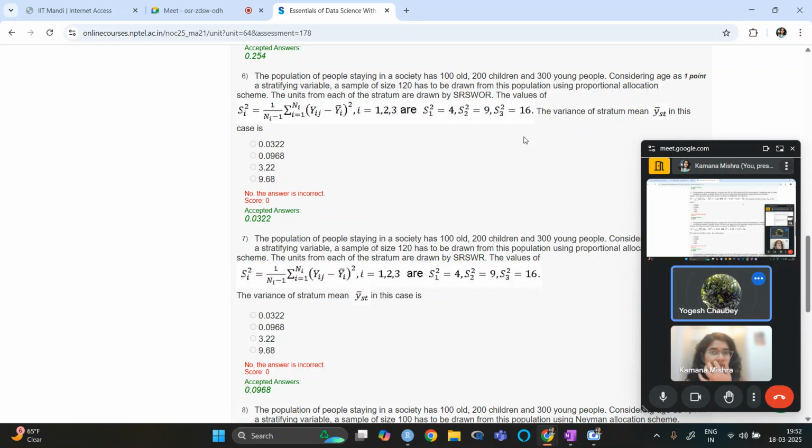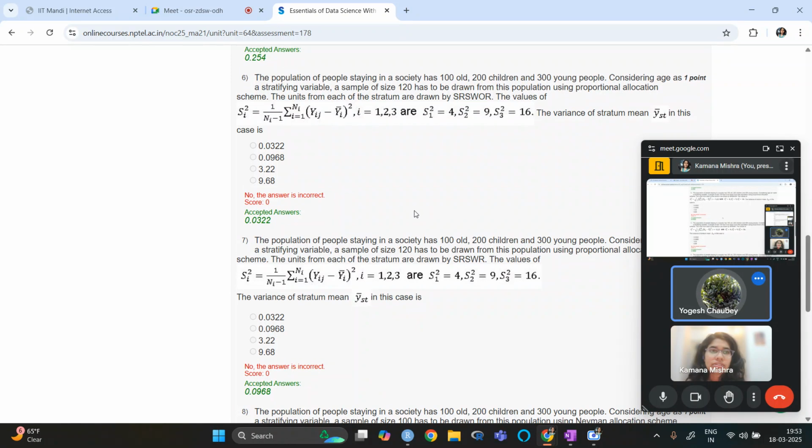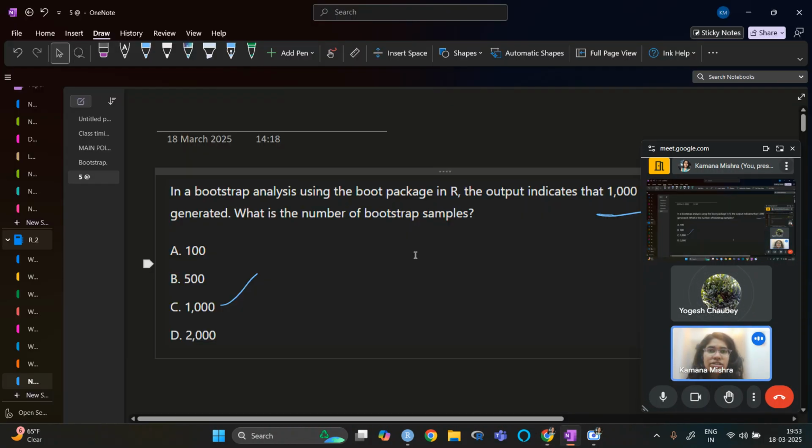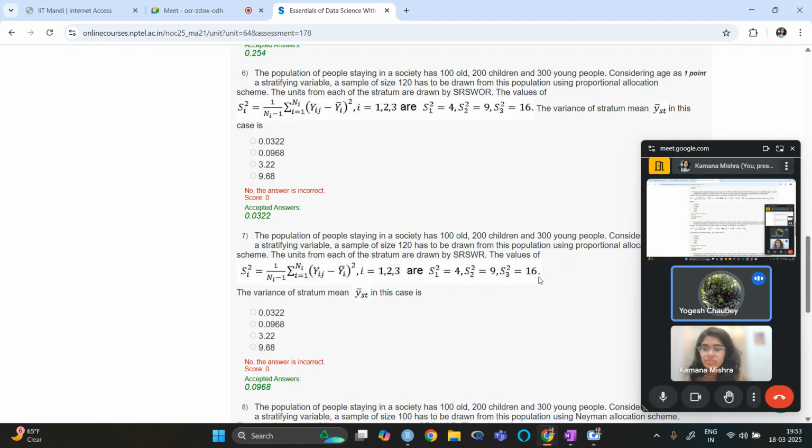So the answer given is 0.0322. I found it somewhere. Just a moment, ma'am, I will try to solve. I solved it, and also through R using the solution file that was uploaded, but my answer was 0.077. So let me take a screenshot.